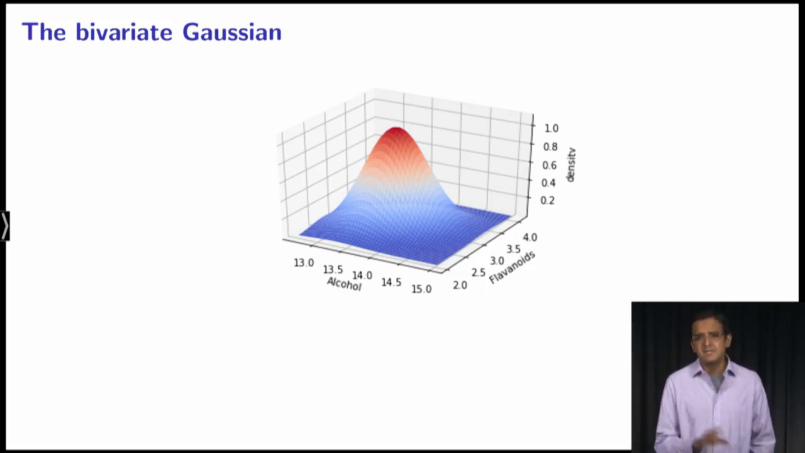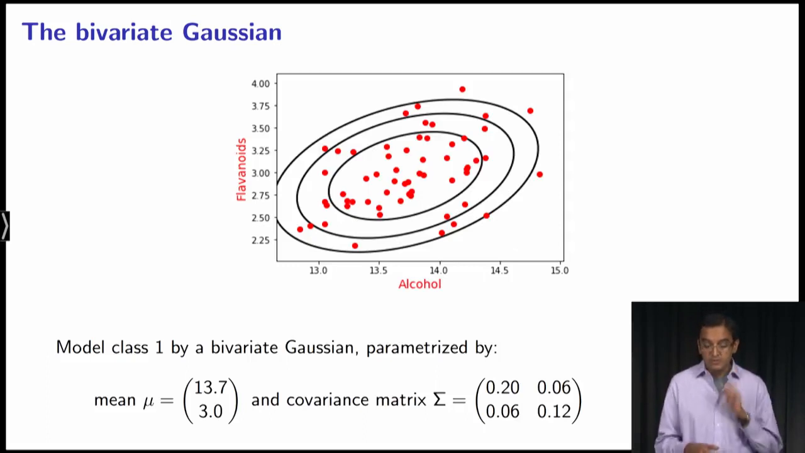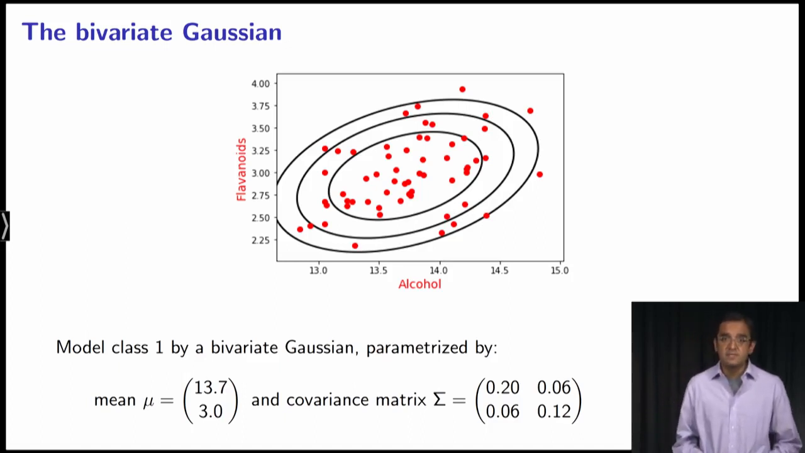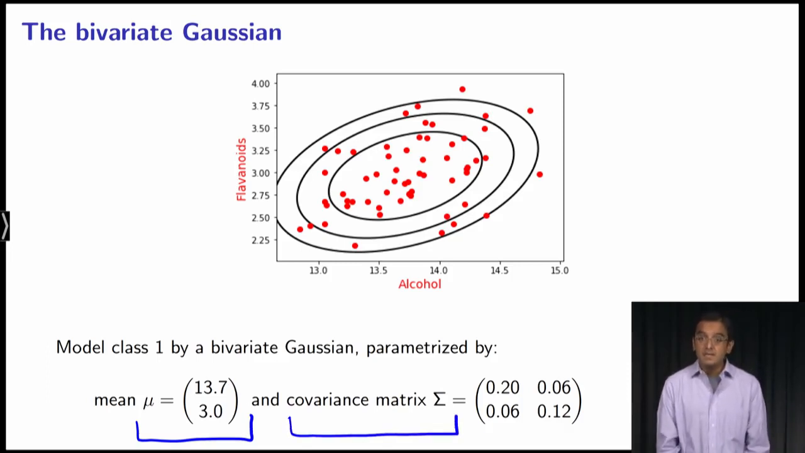Now for me personally, it's a little hard to interpret these 3D pictures, so I much prefer to draw it like this. What I've drawn here in red are the original 43 training points, the 43 two-dimensional points from winery 1. Using these points, we fit a Gaussian distribution. And this distribution has two sets of parameters. It has a mean, and it has a covariance matrix. The mean is just a 2D point. It is the center of the distribution.